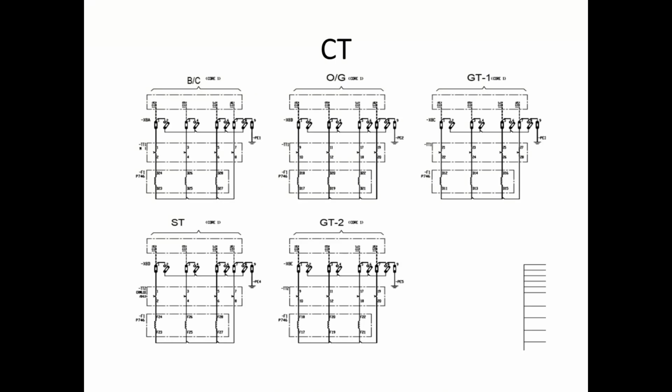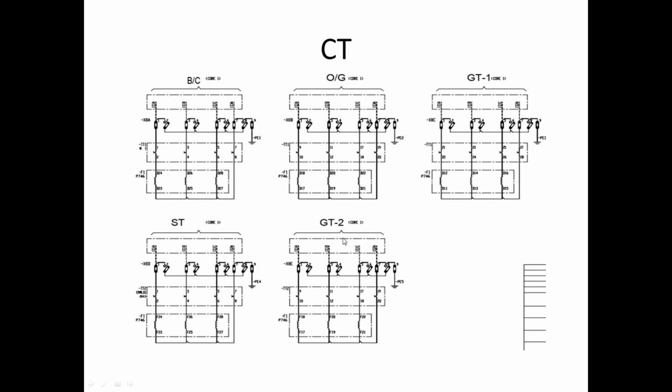Now before going into the relay configuration, first we will see the schematic, because as per the schematic we have to configure the relay. For busbar protection, first we have to see is CT, second binary input, third binary output. For CT, here we are using 5 cores. First one is bus coupler, second one is outgoing, third one is GT1, fourth one is ST, fifth one is GT2. According to this we have to configure the relay.